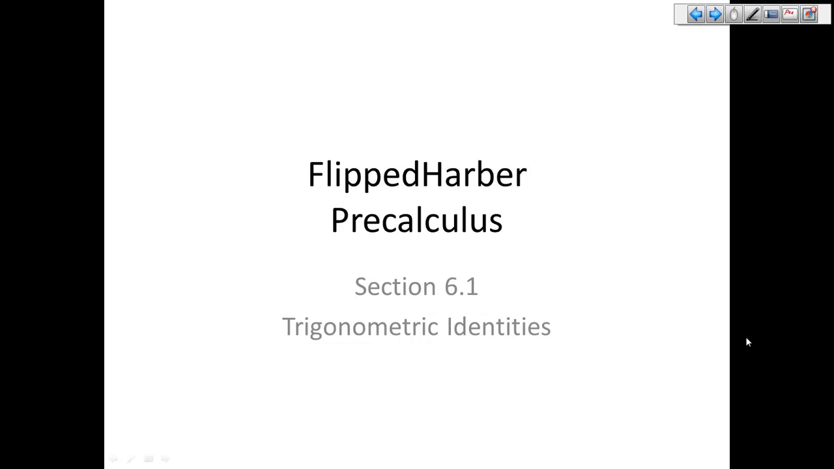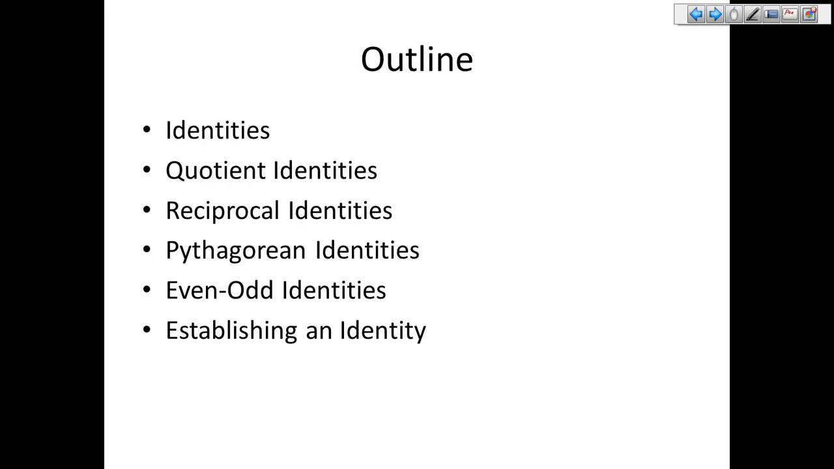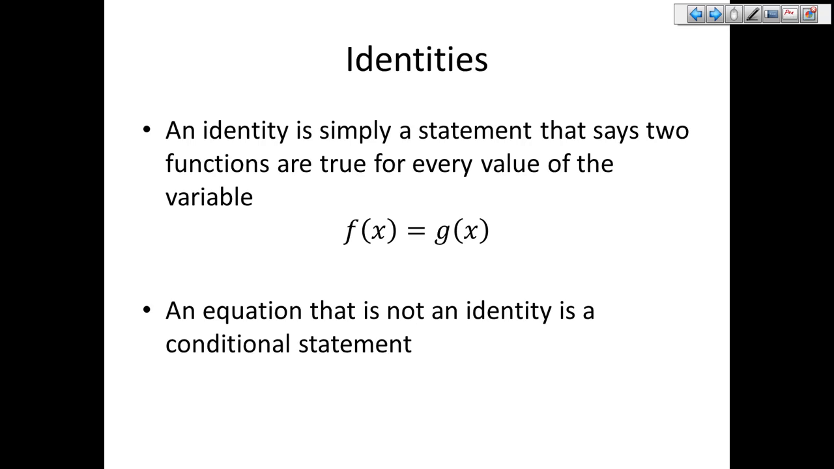FlippedHarber for Precalculus. In this video we'll be covering section 6.1, Trigonometric Identities. The objective for this lesson is to learn how to establish identities. The outline for this video: we'll talk about what an identity is. We'll talk about some identities that you already know, namely the quotient, reciprocal, Pythagorean, and even-odd identities, and we'll talk about a process for how to establish an identity.